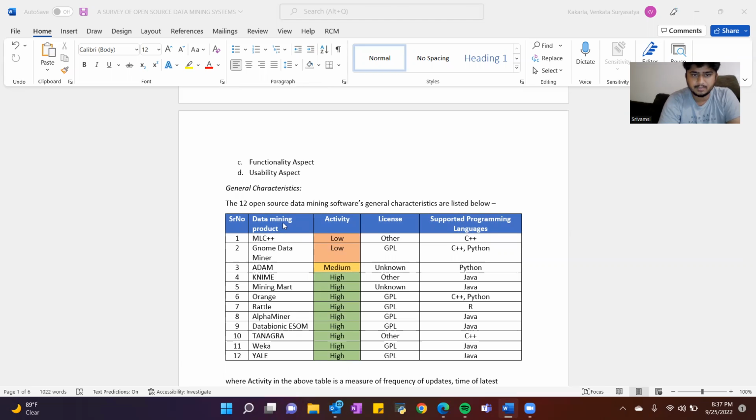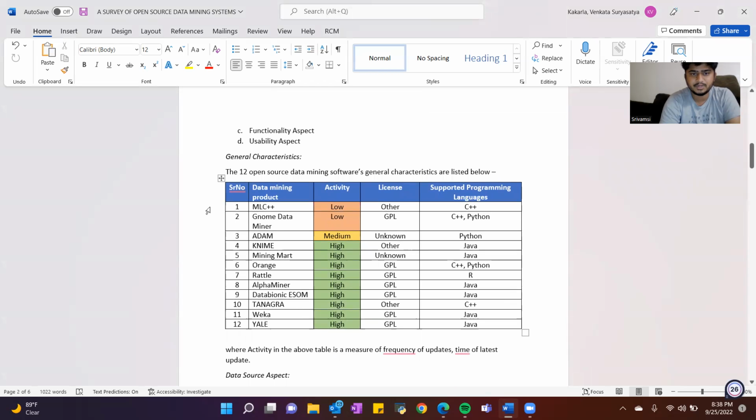We can see the data mining product column has all the 12 products which they took from the internet. The activity may be low, medium, or high, depending upon the product. The license is also mentioned here. A couple of licenses are unknown, a couple come under other, and a couple have GPL. The supported programming languages are also mentioned. If you take Orange, one of the data mining products, its activity is high, the license is GPL, and the supported programming languages are C++ and Python.